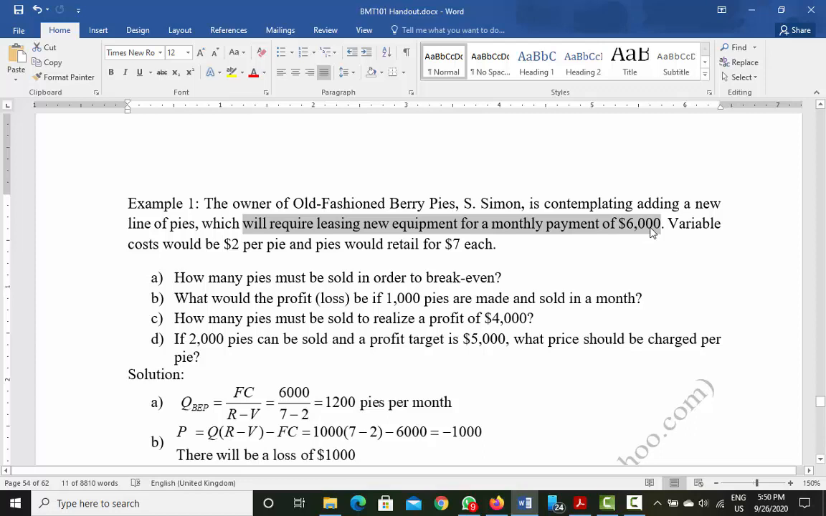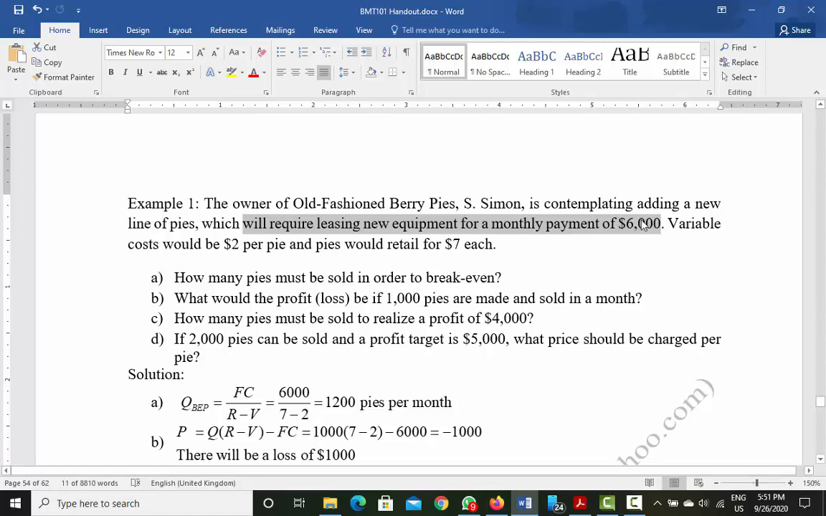So after he leases the equipment, it doesn't matter whether he produces only one pie or 10,000 pies or 1 lakh units of pies. This cost will be the same. So this is a fixed cost, because it doesn't matter whether you produce only one pie or 100 pies or 1000 pies, this cost will remain the same, because this is your monthly cost.